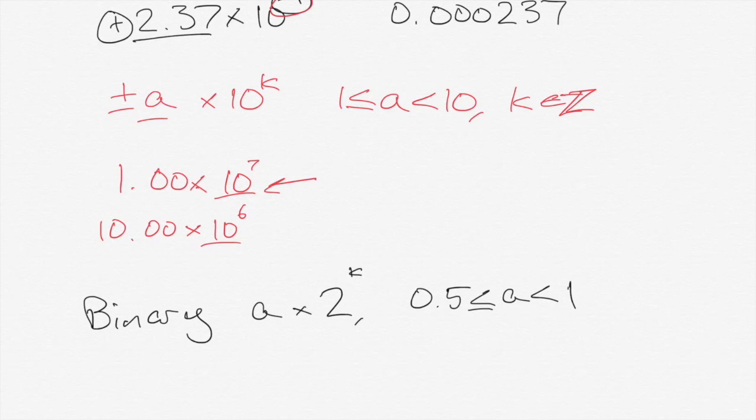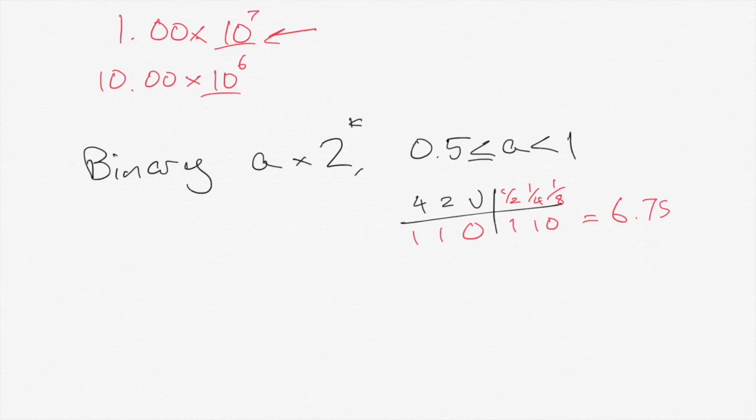Now that means in our binary system, we've got our units column, our twos column, and our fours column. So 110 is 6 point, and if we have 110 after the point, then that's our halves and our quarters and our eighths. So this number here is 6 plus a half plus a quarter, which is 6.75. And so what this is telling us, if our a value must be bigger than 0.5, that means it essentially must start with a 1.